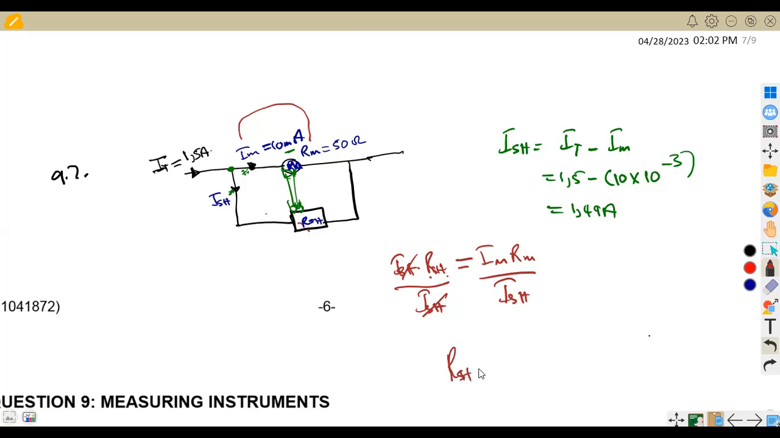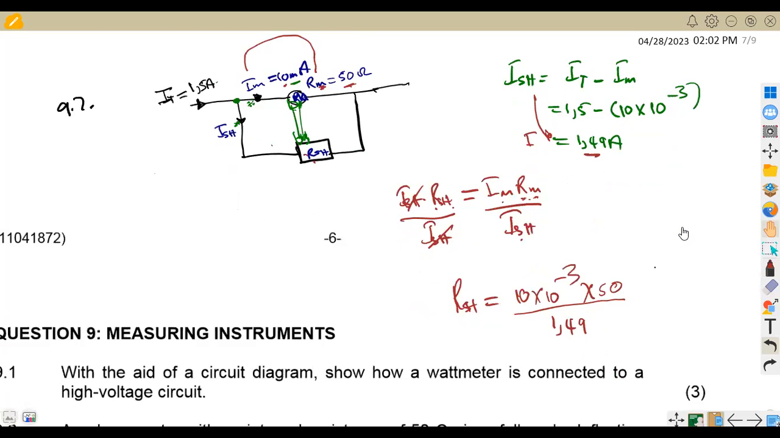That is our shunt resistance of Im, which is the current across the meter of 10 times 10 to the power minus 3 times the internal resistance of the meter in this case, which is 50, over the shunt current, the one that we calculated at this point, the shunt current of 1.149 amps. So this can give us the resistance across the shunt.